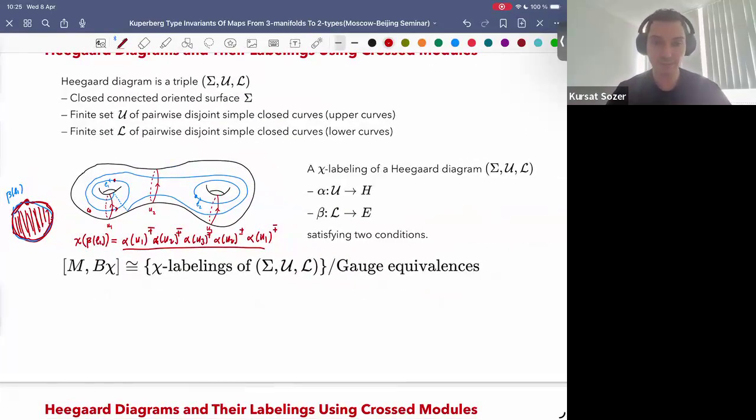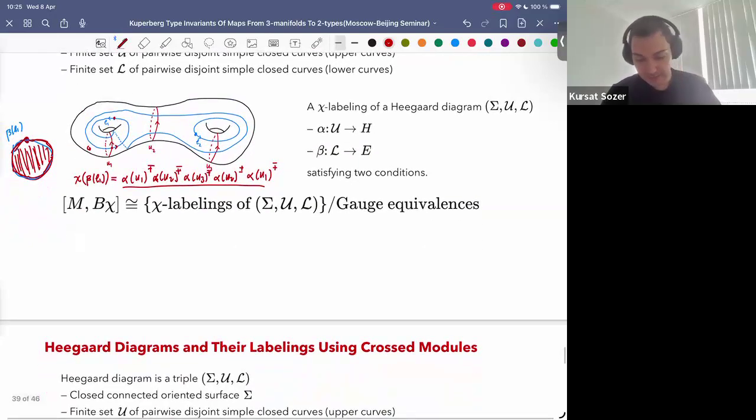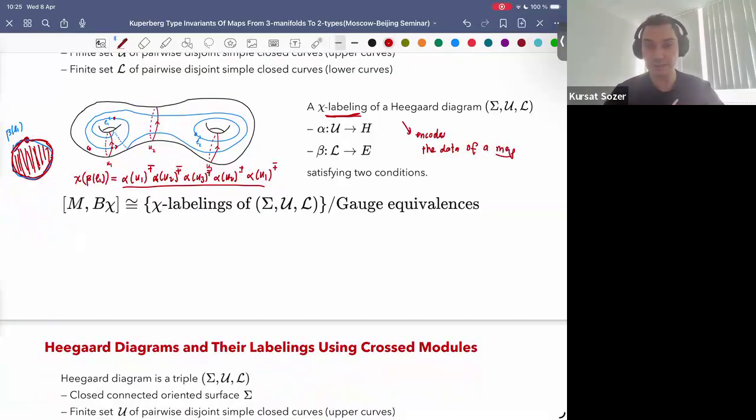There's a lot of topology inside, in fact. Two-dimensional topology of two-complexes and things like relative pi 2, boundary mapping. And the point is, this is a chi labeling, and we also define equivalences of chi labelings, because this encodes the data of a map, not a homotopy class. So when two maps are homotopic, they should give equivalent chi-labelings.